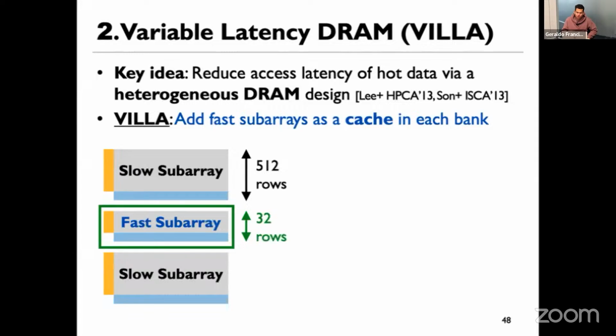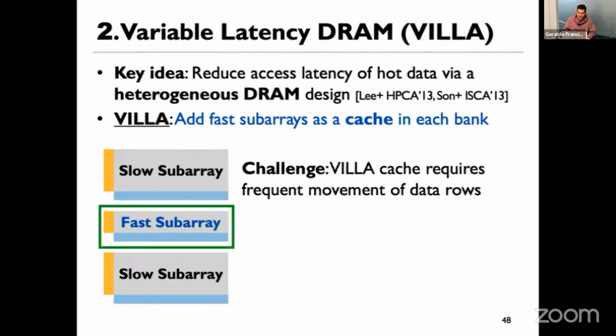So here we are going to use this fast DRAM subarray, which has fewer DRAM rows, as a cache where we can access with reduced activation latency, and we try to place hot data in that DRAM cache itself. However, since this is a cache, at some point we need to move the data from a slow subarray to the fast DRAM subarray if the data becomes hotter, or the other way around.